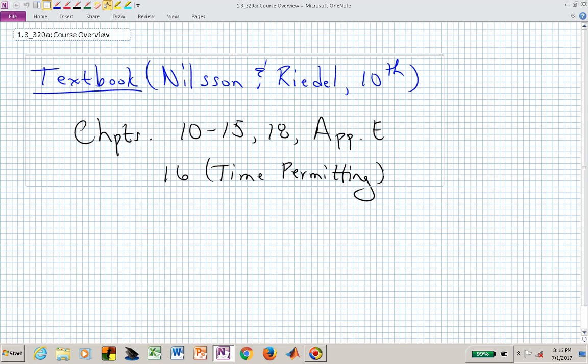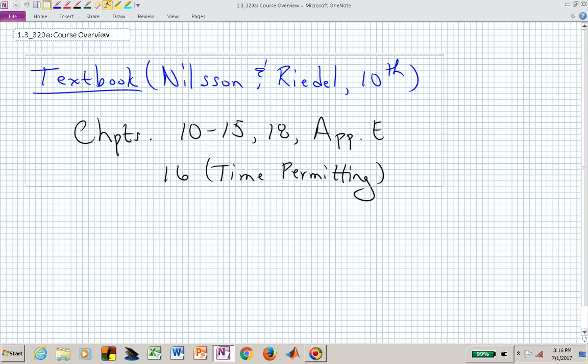What I want to do in this session is to briefly go over the course as a whole, or do a course overview, and in particular the textbook that we will be using, which is the 10th edition of Nielsen and Riedel. We'll be covering the second half of that textbook in 320A, more specifically chapters 10 through 15.